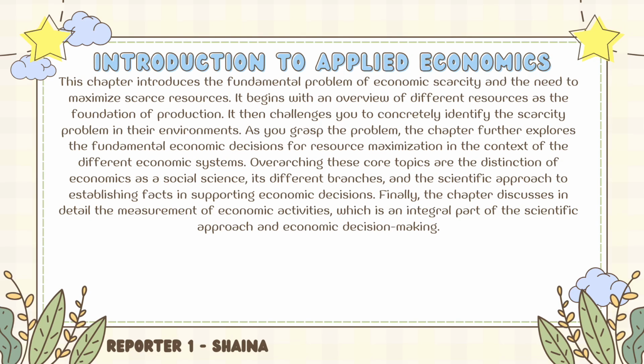It then explains how people make economic decisions to deal with scarcity. These decisions depend on the economic system a society follows. So each system has its own way of deciding what to produce, how to produce, and who will receive the goods. The chapter also explains that economics is a social science because it studies human behavior and choices. It has different branches that help us understand both small and large economic activities.